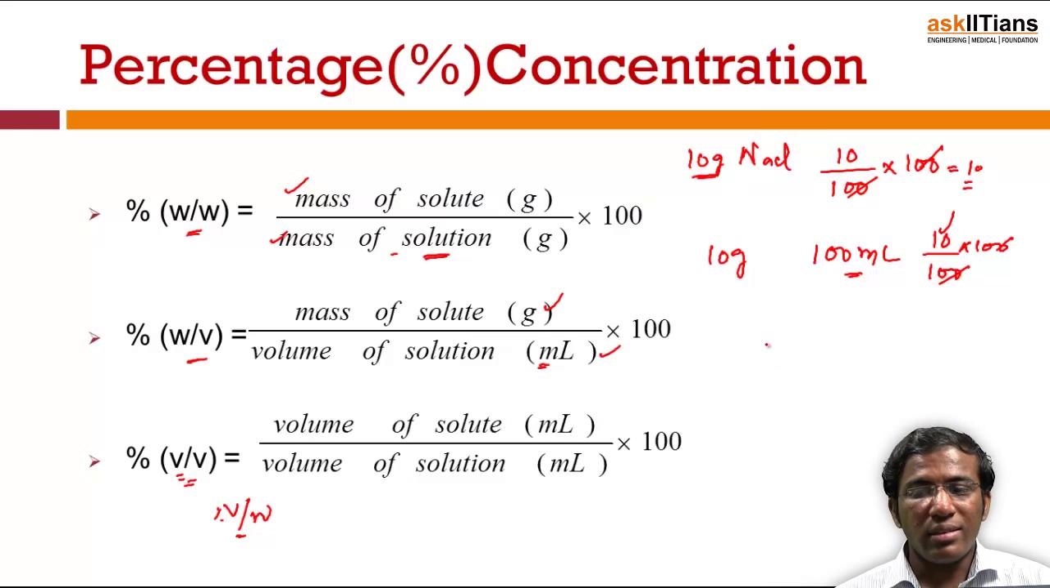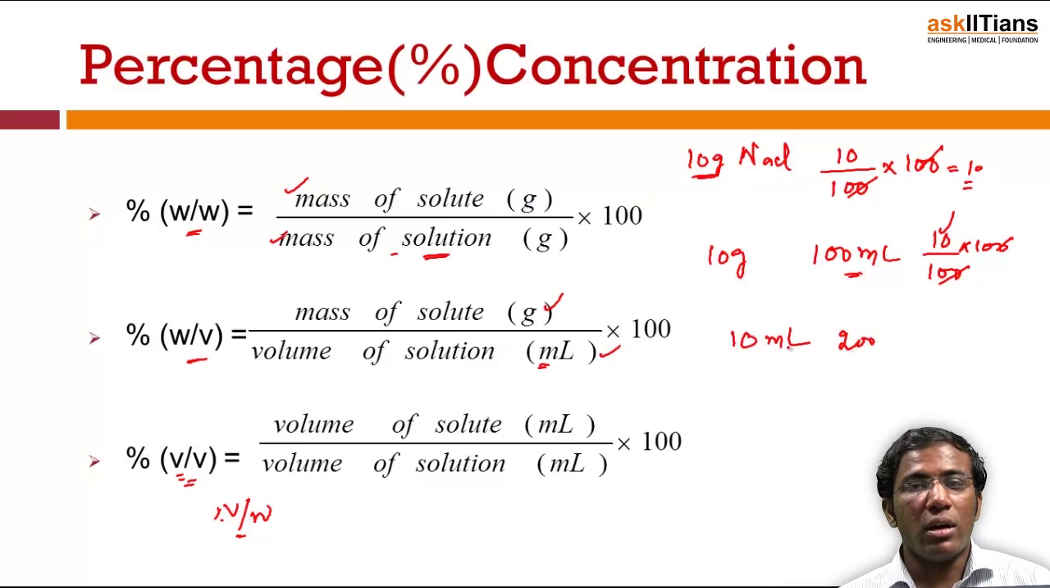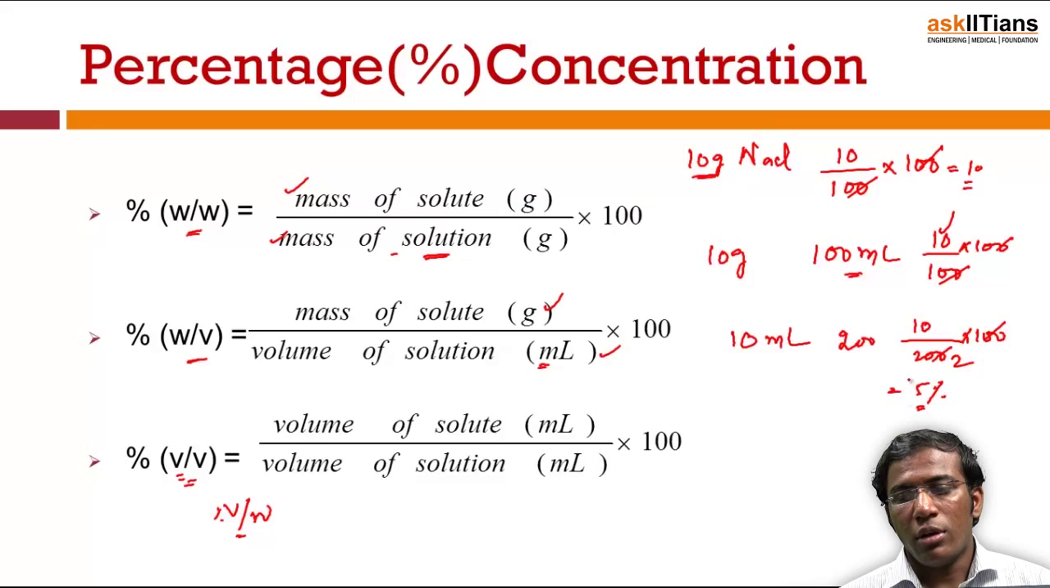Say suppose I am adding 10 ml of water to some other solvent, and I am getting a solution of 200 ml. I form 200 ml of solution by adding 10 ml of water to some other solvent. What will be its volume by volume percentage? The volume of solute you added, that is 10 ml, divided by the volume of solution, which is 200, into 100. So I will get 5%. This 5% is the volume by volume percentage.